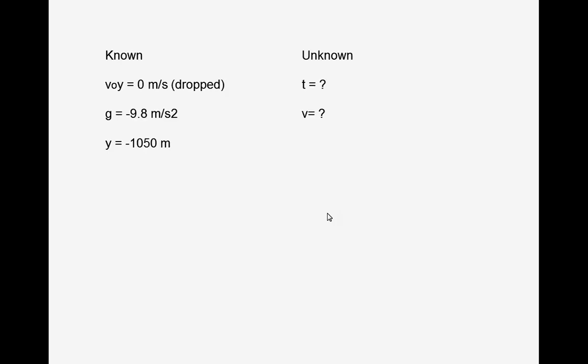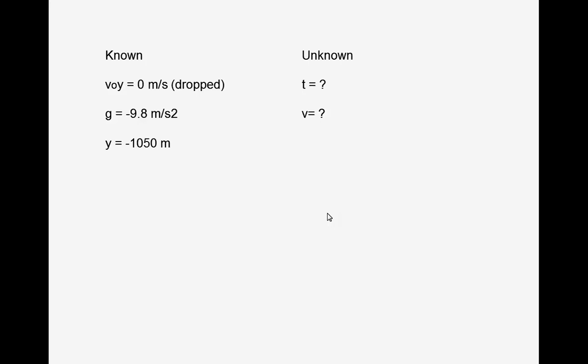So we want to figure out what its final velocity is. So we list our knowns and our unknowns. We know that the initial velocity in the y-axis is 0 meters per second because it was dropped. It was released from rest in the y-axis. We also know that there's acceleration in the y-axis, the acceleration due to gravity, negative 9.8 meters per second squared.